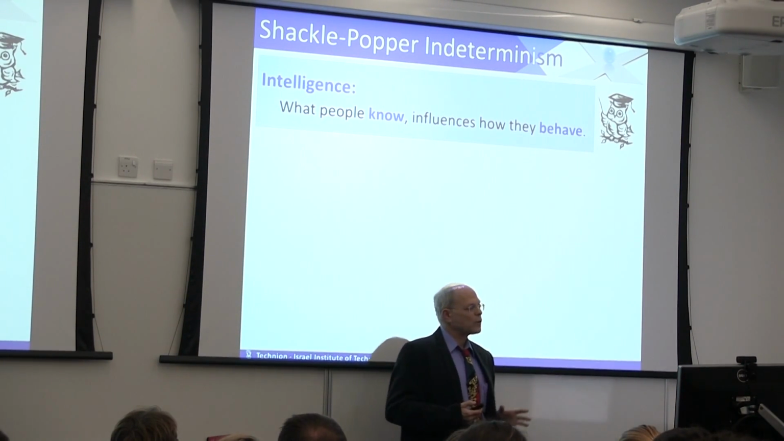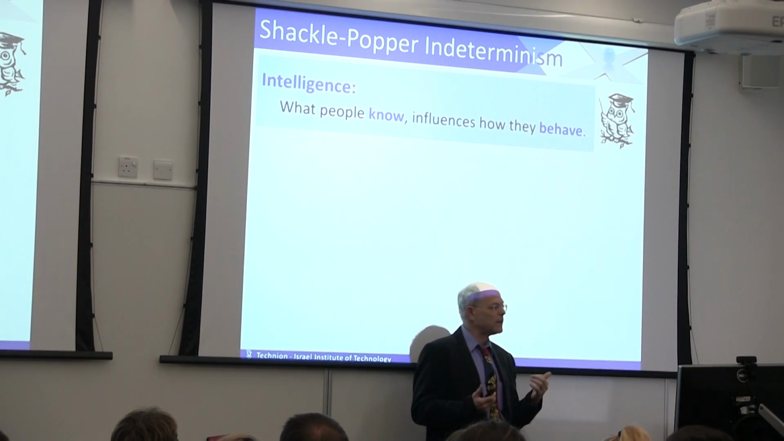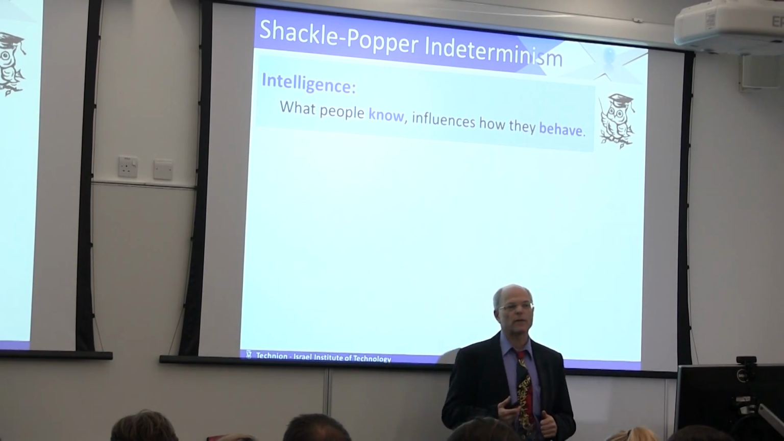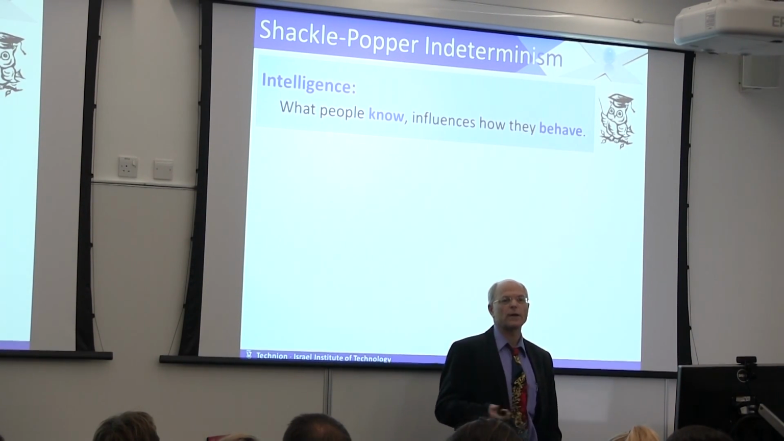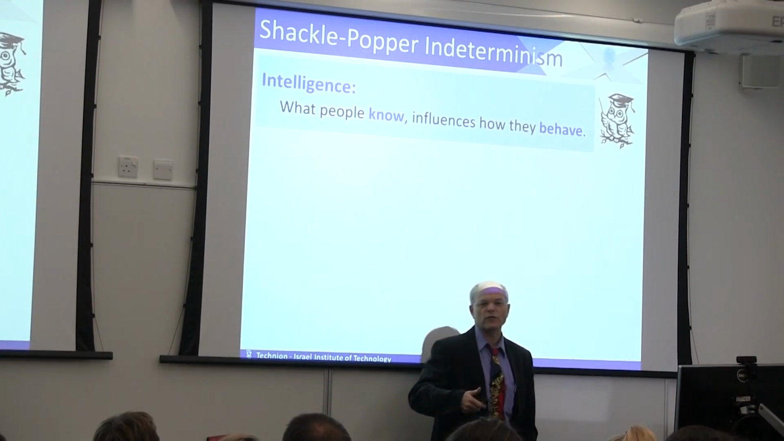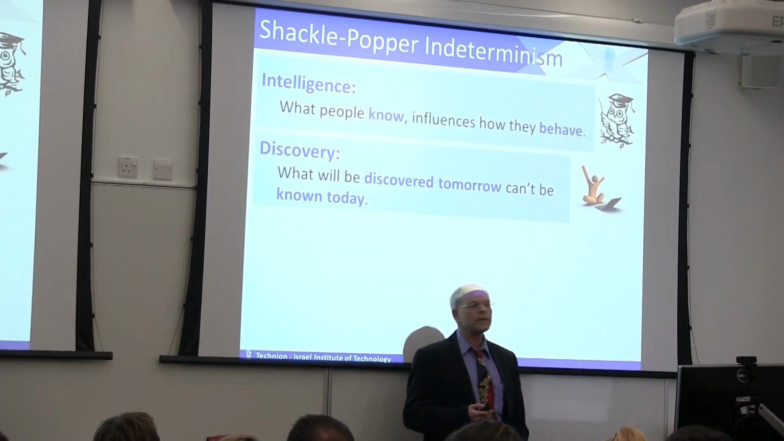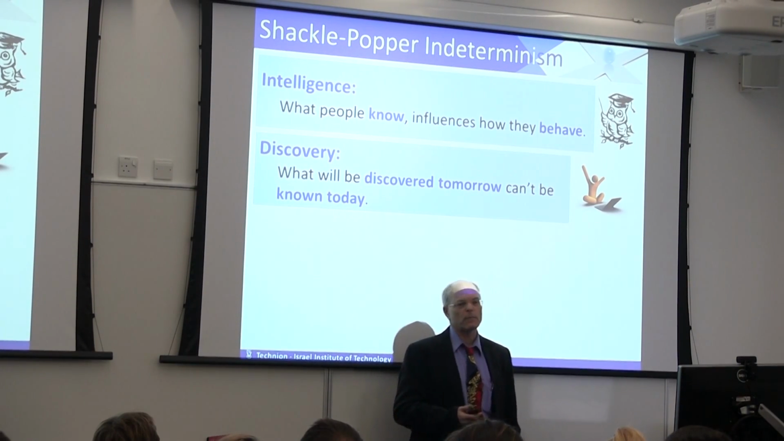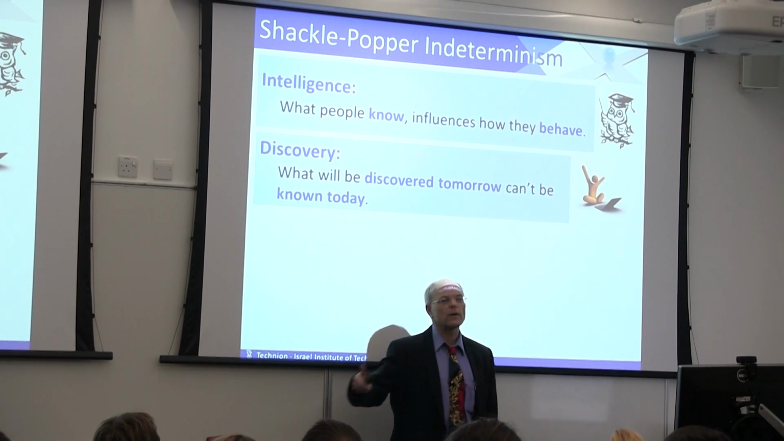The idea of Shackle-Popper indeterminism is based on two prior ideas. The first one is intelligence. And in this discussion, what I mean by intelligence is that what you know influences how you behave. Intelligent behavior is behavior that is driven, not necessarily deterministically, but influenced by what you know. And that is true of an individual, it's true of an organization, it's true of a group, it's true of various other organisms. The second idea that underlies Shackle-Popper indeterminism is the idea of a discovery. Here I just mention the definition of a discovery. What will be discovered tomorrow cannot be known today. Otherwise, it wouldn't be a discovery tomorrow.